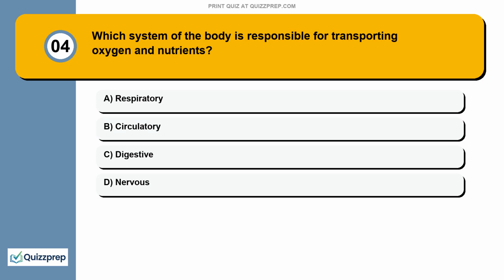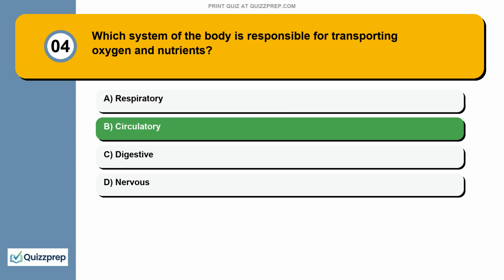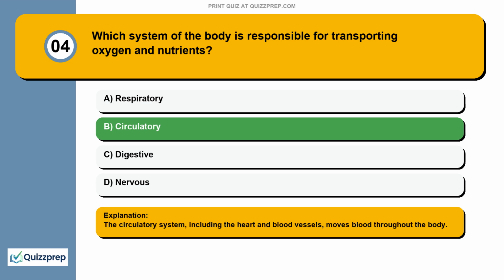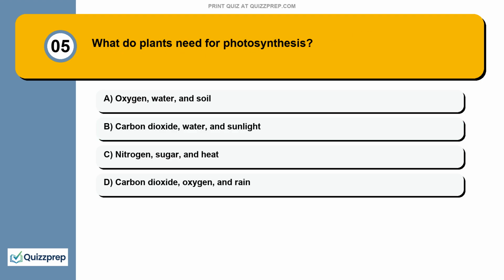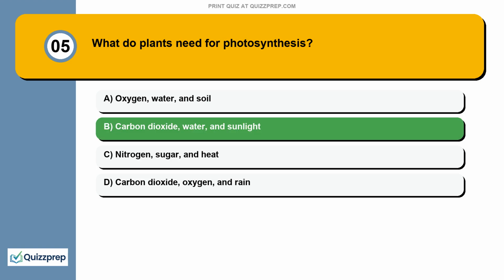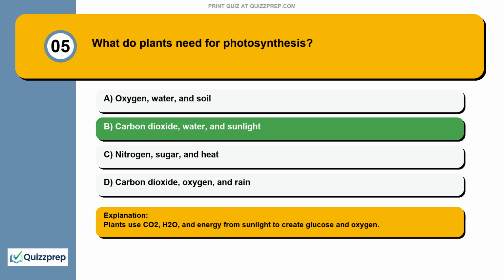Question 4. Which system of the body is responsible for transporting oxygen and nutrients? Respiratory, circulatory, digestive, nervous. The circulatory system, including the heart and blood vessels, moves blood throughout the body. Question 5. What do plants need for photosynthesis? Oxygen, water, and soil. Carbon dioxide, water, and sunlight. Nitrogen, sugar, and heat. Carbon dioxide, oxygen, and rain. Plants use CO2, H2O, and energy from sunlight to create glucose and oxygen.